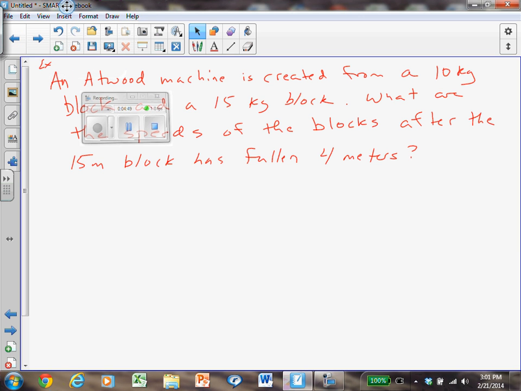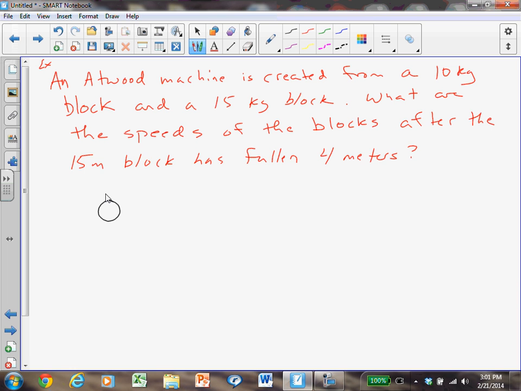Okay, now the Atwood machine. It's created from a 10 kilogram block and a 15 kilogram block. What are the speeds of the blocks after the 15 kilogram block has fallen 4 meters? Some of you did this using RGCs and a stopwatch and stuff when you were doing it for a lab. But now we're going to do it using energies.